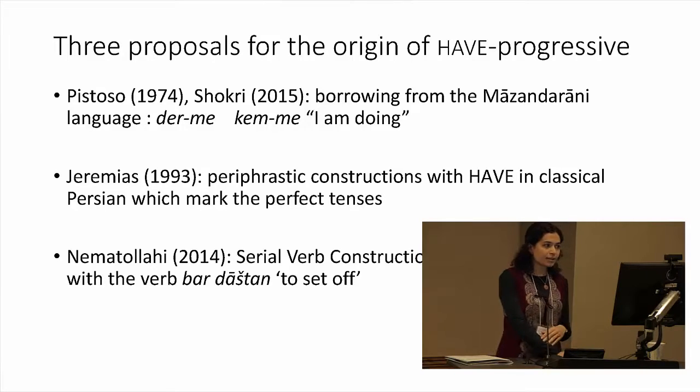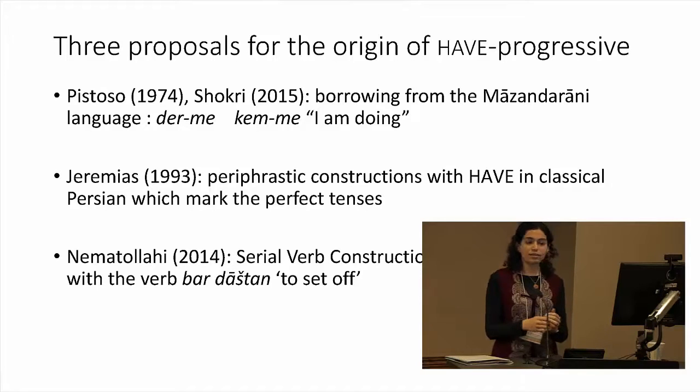Another proposal is by Jeremias 1993 that traces back these constructions to classical Persian. She says that we have had this construction with have in classical Persian, but that marked the perfect tense in classical Persian. So she gives an account of how the perfect tense has been developed to express the progressive aspect.